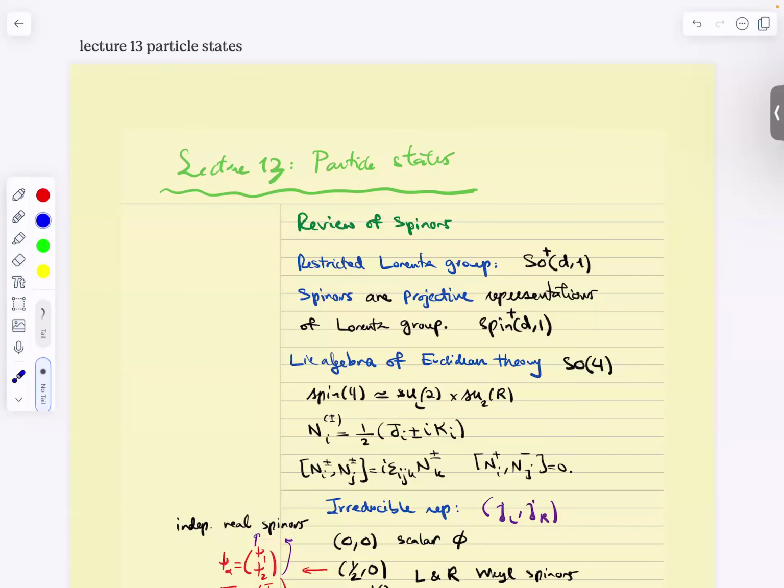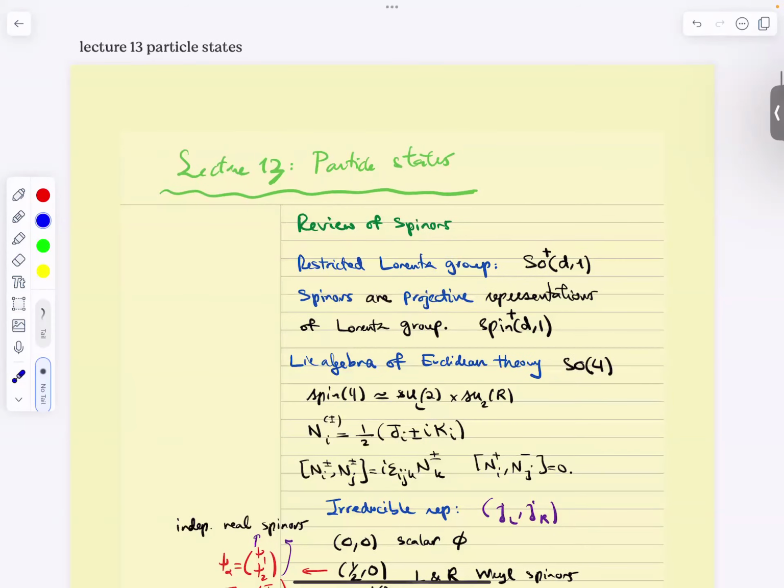So, particle states. Today we're going to talk about what a particle is. And as usual, I have this bad habit of rushing the lecture at the end. So I just go very, very quickly, and next time I have to clean up. So hopefully I'll do less of that in the future. But let me start with a review of spinors.